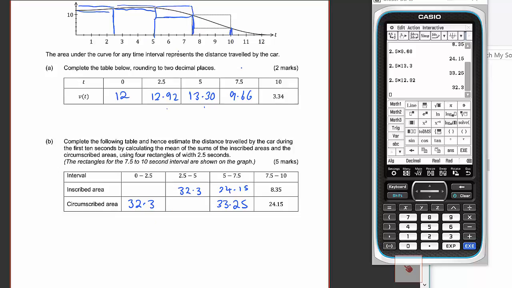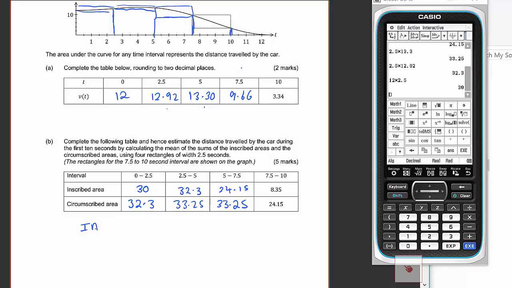And then, for this one here, the inscribed area is going to use the 12. So this one would be 30 exactly. And for this last value here, we can see that's going to be the same height as the one next to it. So that's going to be 33.25 as well.